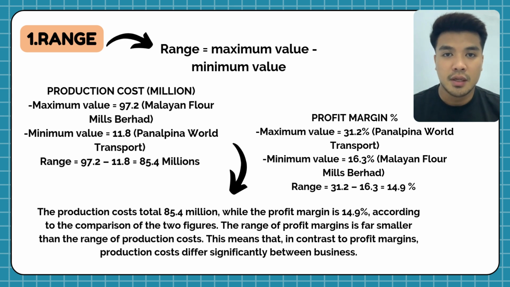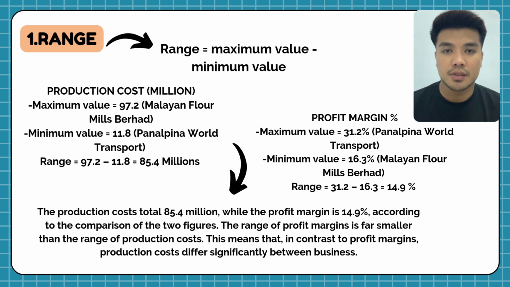Firstly, range. To calculate the range, we need to take the maximum value minus the minimum value. For production cost, the maximum value is Malayan Flour Mills Berhad, which is 97.2 million, while the minimum value is Panalpina World Transport, which is 11.8 million. So, the total range for production cost is 85.4 million.